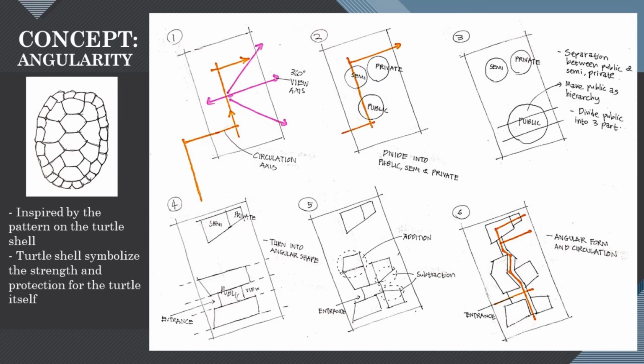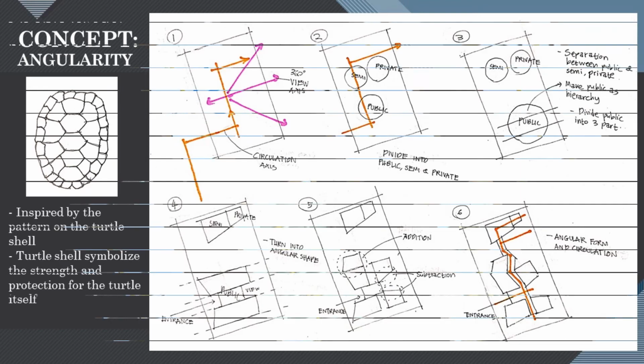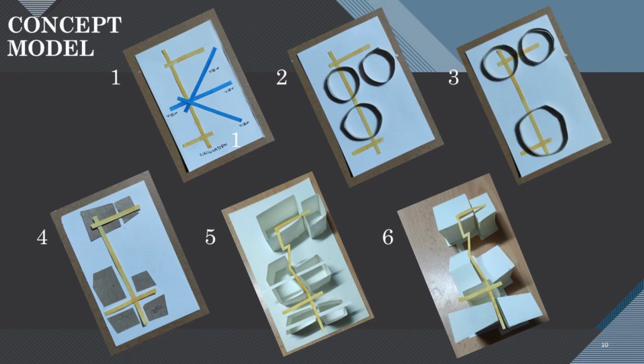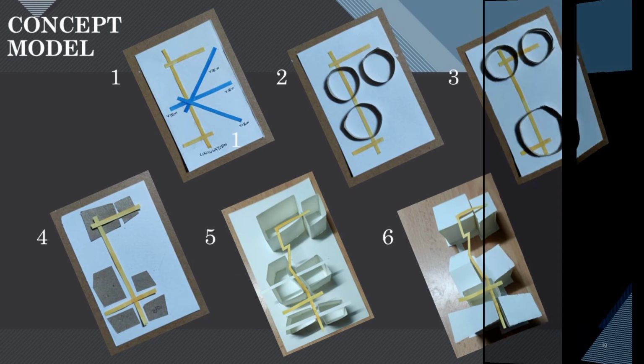And at the last stage, I get the angular form of the building and make some refinement to the circulation pattern, in which I make it a linear angular circulation. So this is the concept model of my building.